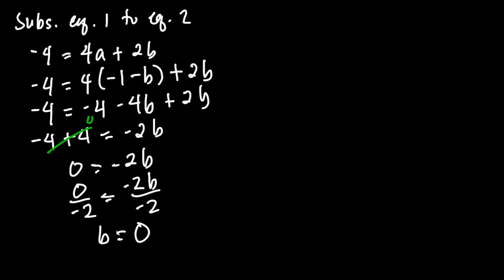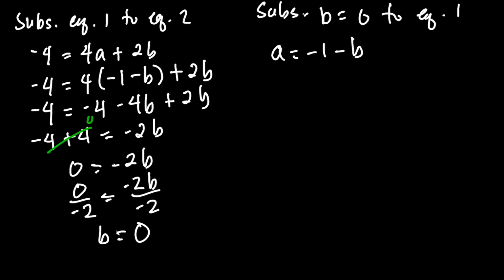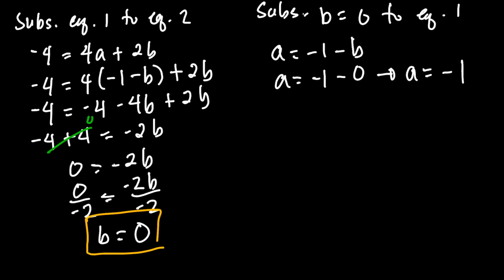Now we have to solve for our a. So we substitute b = 0 into our equation 1, which is a = -1 - b. Since our b is 0, a = -1 - 0, or simply, a is equal to -1. So we got three values: b = 0, a = -1, and c = 2.